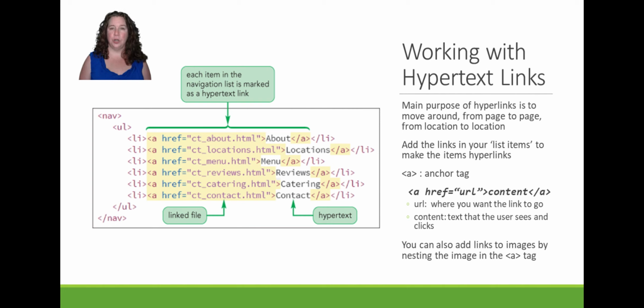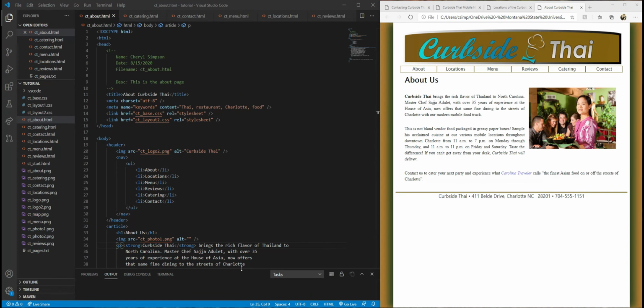Again, make sure your entire anchor tag is enclosed inside of your list item. Make sure that your list item closing tag is outside of your closing tag for your anchor item. By the way, you can also add these links to images by nesting the image inside of an anchor tag as well. We now get to work with making those links work.